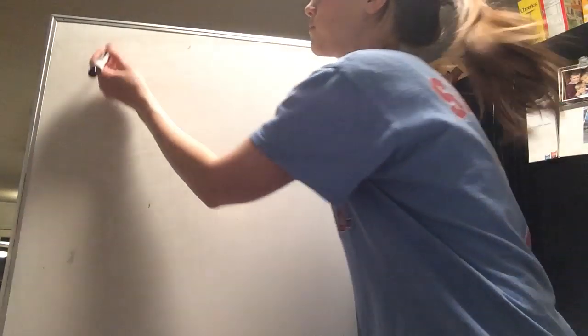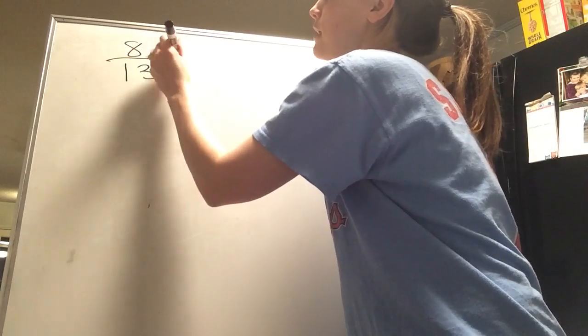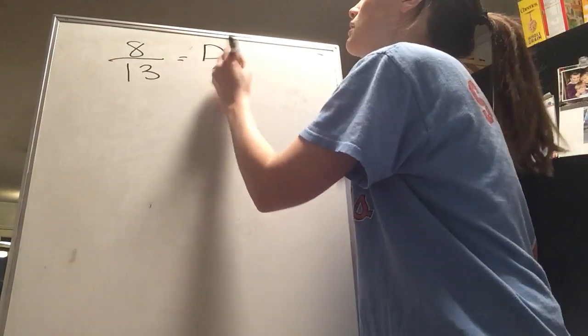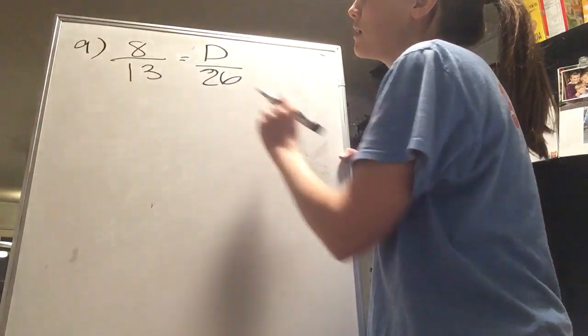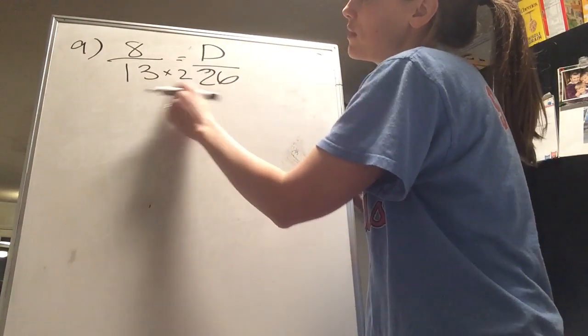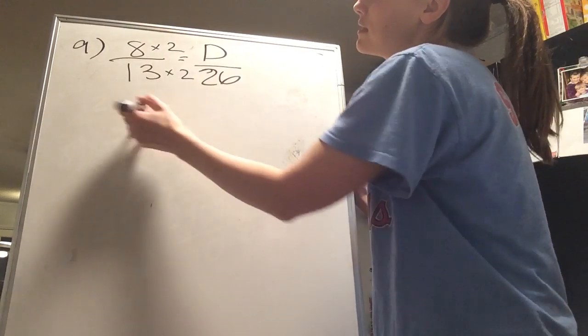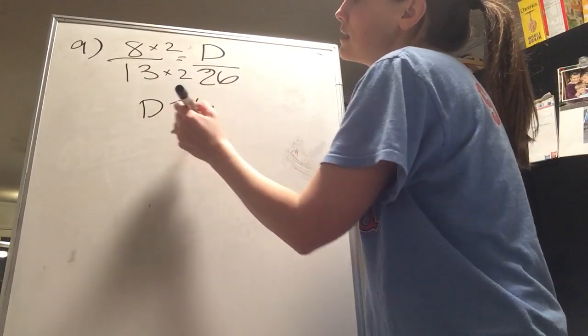Okay, number 9. 8 is to 13, and that's equal to D to 26. Okay, 13 times 2 gives us 26, and 8 times 2 gives us 16. So D is 16.